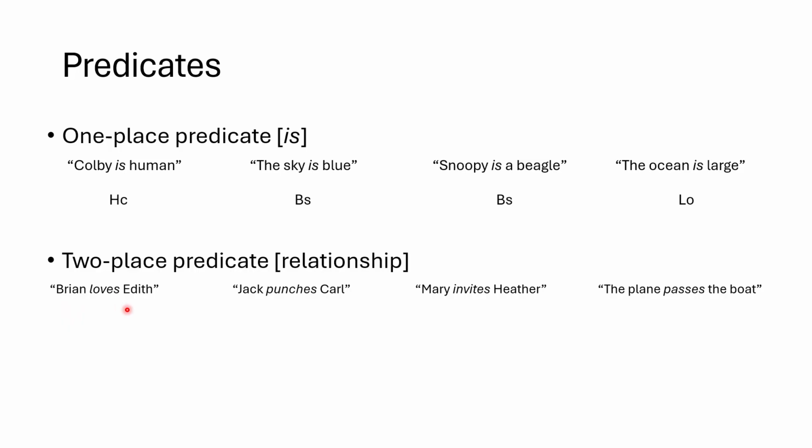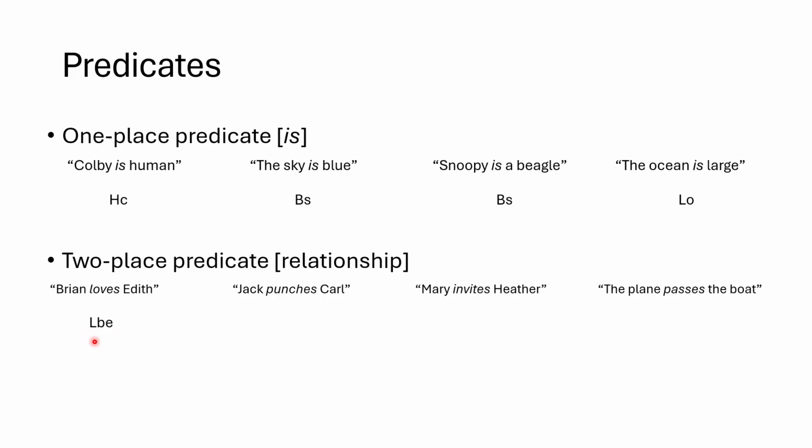So each of these has two different constants in the sentences. You have Brian and Edith, those are two constants. Jack and Carl, those are constants. Mary and Heather, those are constants. The plane and the boat, both are constants. And so we have a subject-object relationship, and the predicate, the two-place predicate, is going to be able to render this relationship. So if we look at how these are symbolized, we have the first one. So who is doing the loving? Here, Brian is the one who loves Edith.